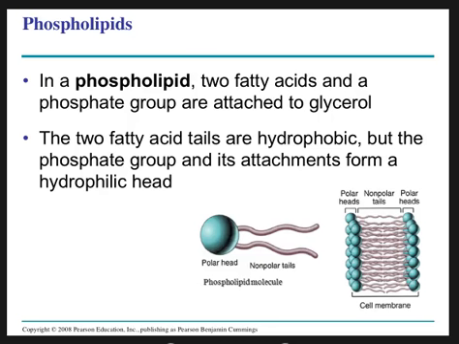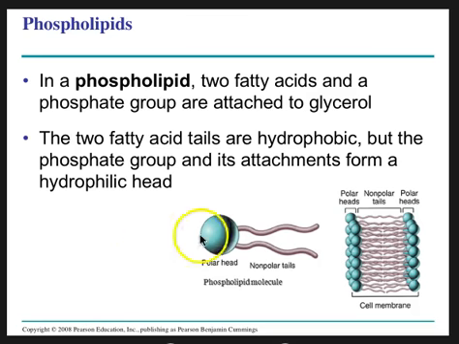And we're back with phospholipids, our second group within the lipid category. In a phospholipid, what we have are two fatty acids and a phosphate group, and they are attached to a glycerol. So two fatty acid tails are hydrophobic. The phosphate group and its attachment form a hydrophilic head.